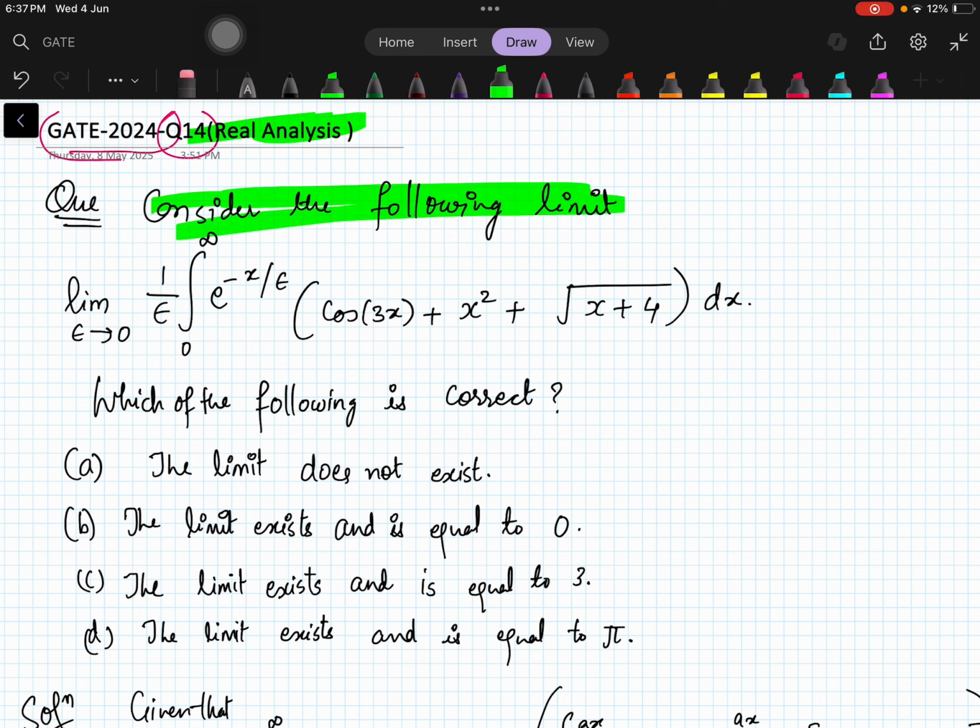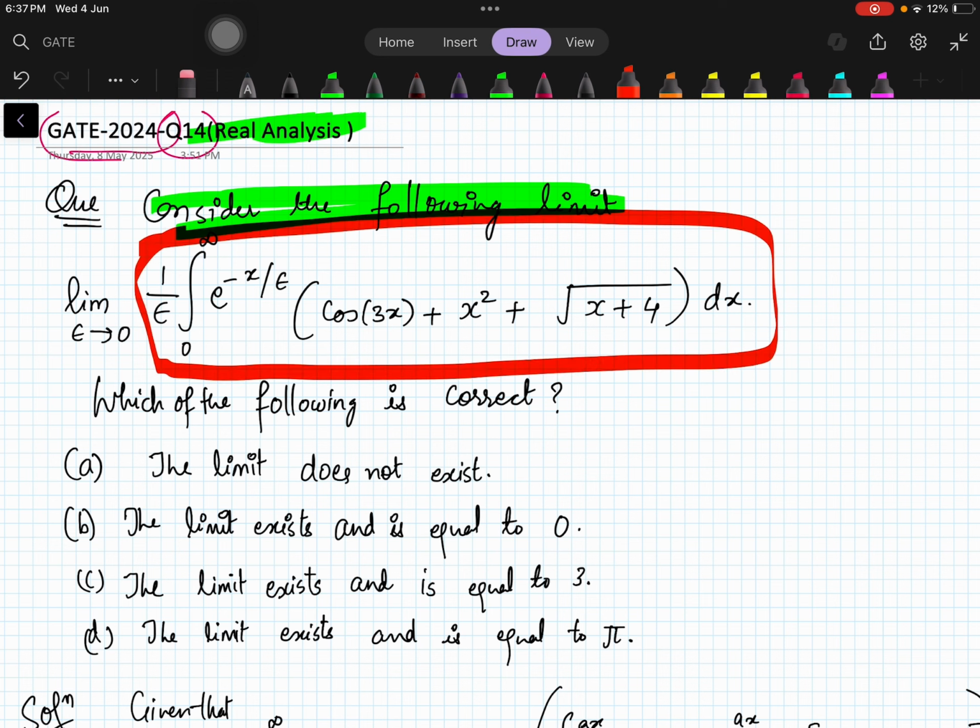If you look at the limit which we have to calculate, it is an integral and then we have to calculate the limit. So basically you first calculate the integration and then you calculate the limit, right. So it is a combination of two concepts. It is a multiple choice question. It says, which of the following is correct.